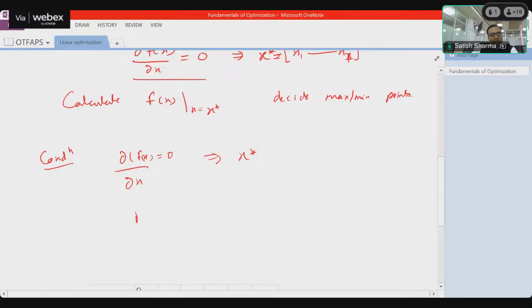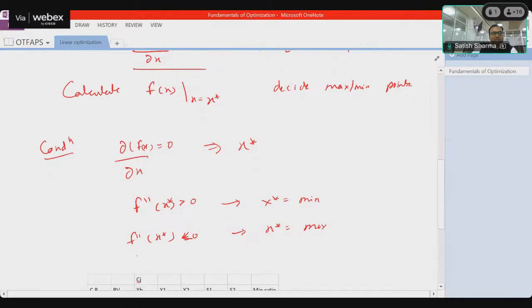So we can calculate that: if f double dash of x star is positive, then the point x star is a minimum point, and if f double dash of x star is negative, then the x star point is a maximum point. And if again we check f double dash at the optimum, and this value is equal to 0, then x star is called a saddle point.